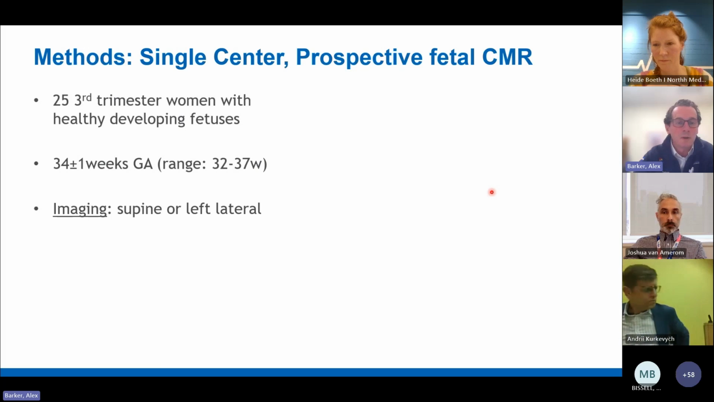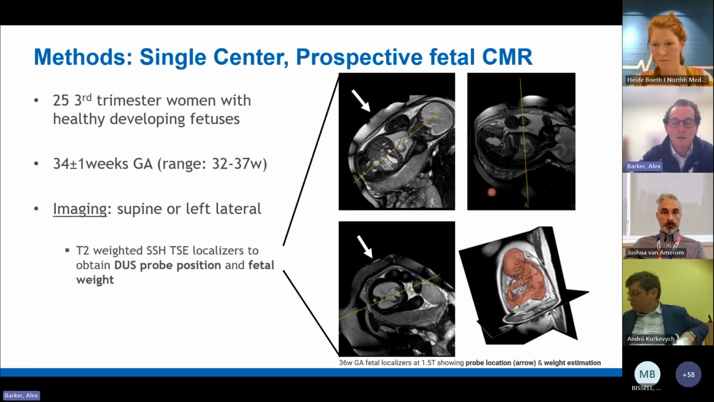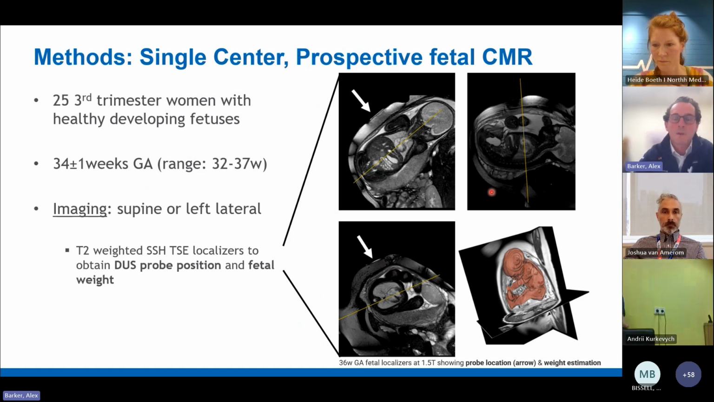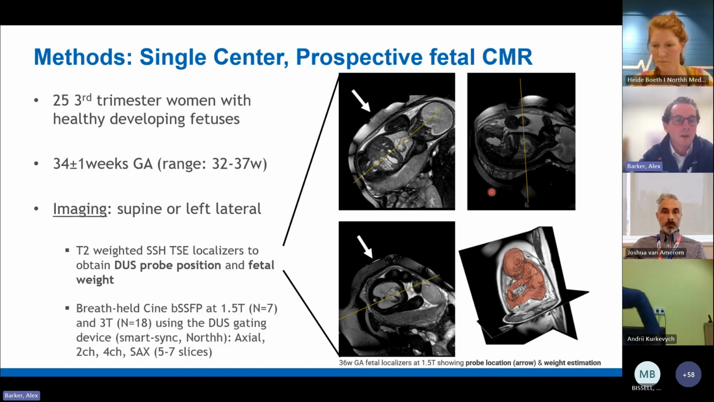The imaging was pretty standard that we did here, except I will mention that we did a localizer that covered the entire fetus so that we could compute fetal weight from the fetal volume. I'll talk a little bit about this later, but we do feel that it's pretty important for normalization purposes, just like we normalize by BSA in adults.